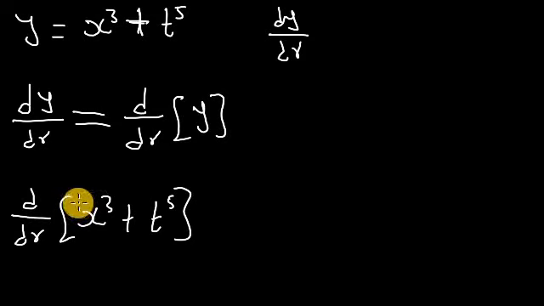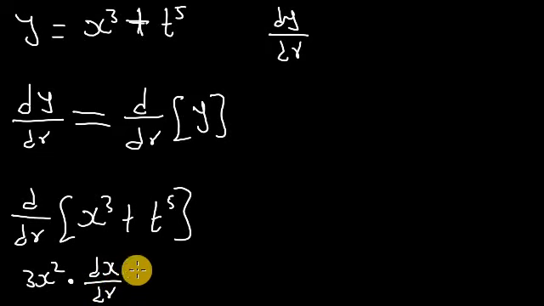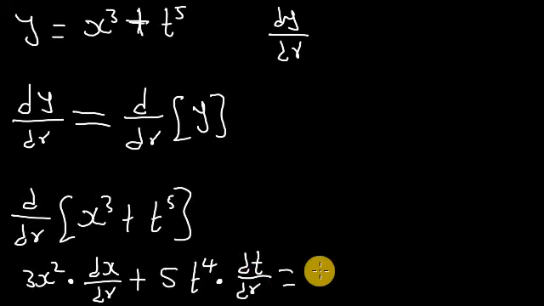The derivative of x cubed with respect to r becomes 3x squared, then multiplied by dx/dr, plus the derivative of t to the power of 5 with respect to r, which becomes 5t to the power of 4, then multiplied by dt/dr. And this is my final result for dy/dr. Now you know how to work with differentiation of a function with respect to another variable. Hopefully you find this helpful.